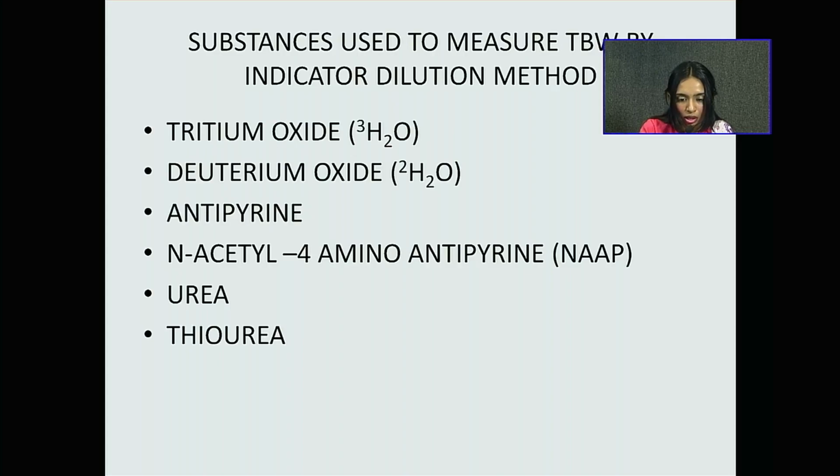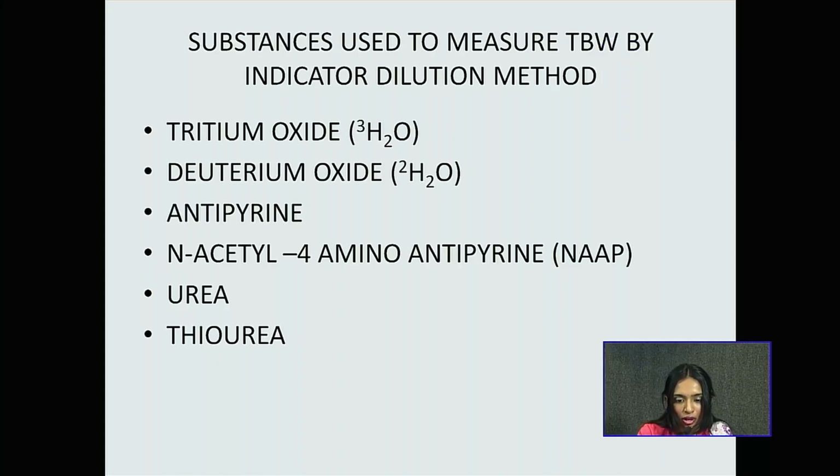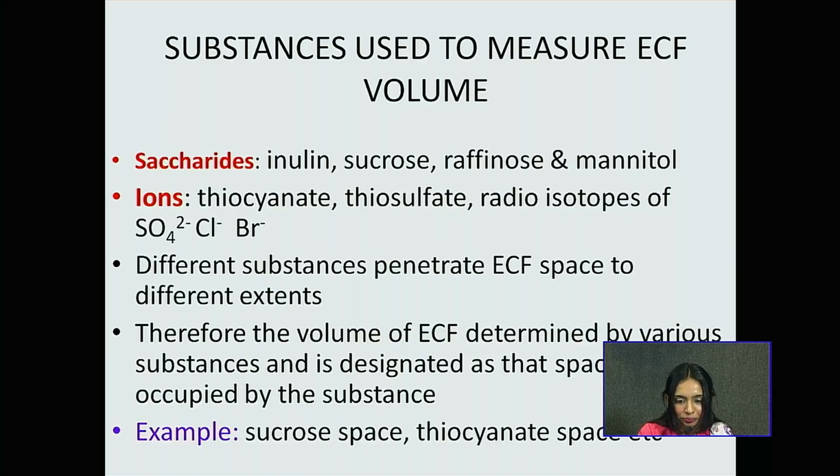So to proceed with, substances used to measure total body water by indicator dilution method. These are various substances which we will use to measure the total body water. It is tritium oxide, deuterium oxide, antipyrine, and acetyl 4-amino antipyrine, urea, and thiourea. Now the substances used to measure ECF volume. Specifically, we will measure ECF volume by these substances. The first one is saccharides: inulin, sucrose, raffinose, and mannitol. Ions: thiocyanate, thiosulfate, radioisotopes of sulfide, chloride, and bromide.